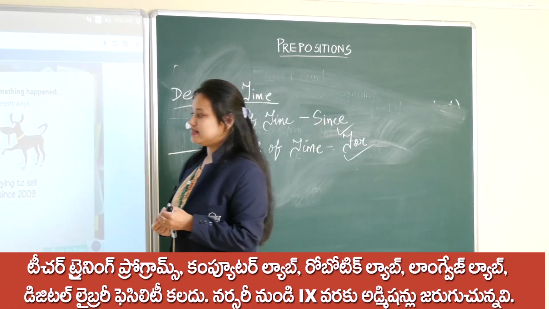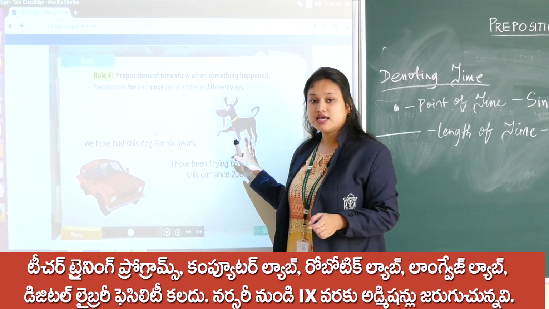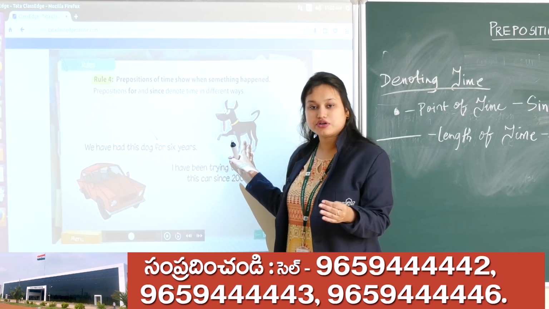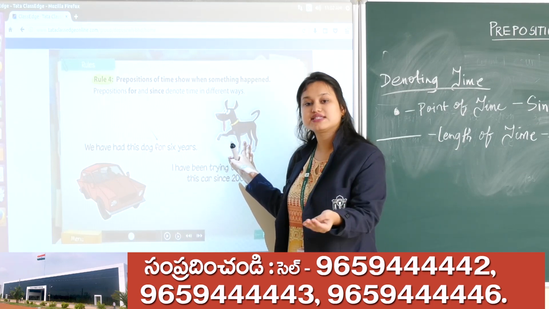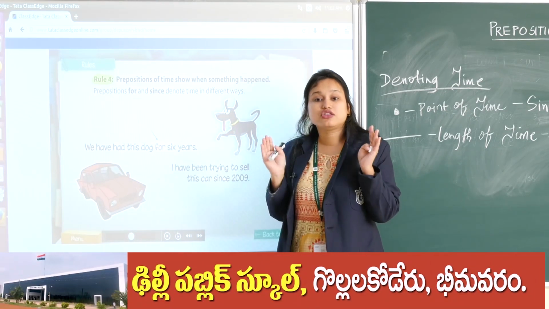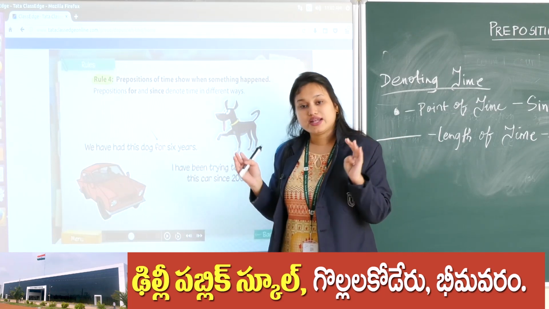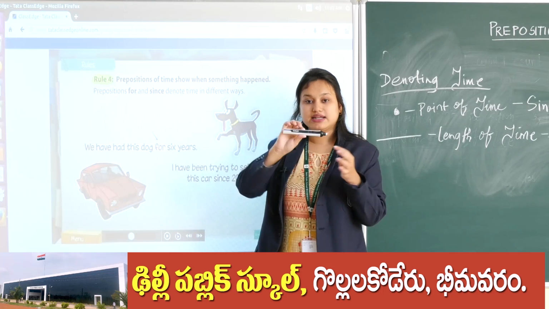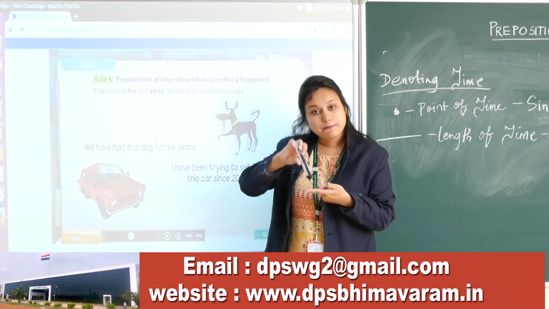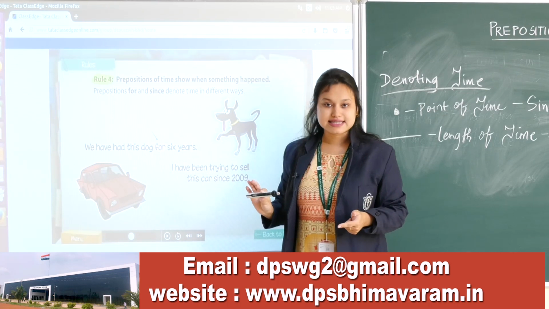Come to the examples here. We have had this dog for 6 years. Now someone has a pet dog, and they have had it with them for 6 years or 7 years or 7 months. So here it is talking about the length of time, the duration, the period of time. Whenever we are talking about length, remember the line: we will use for. When we talk about a point, we use since.